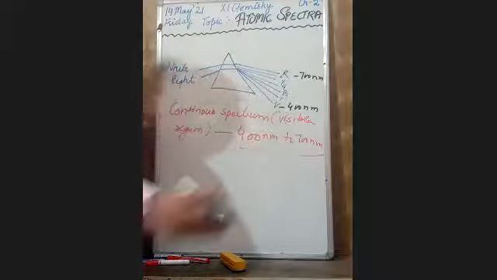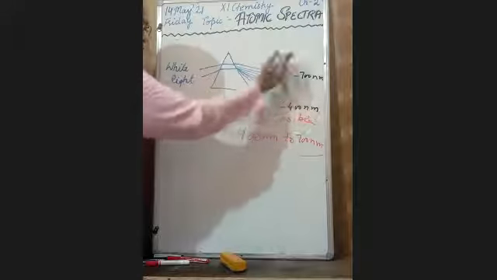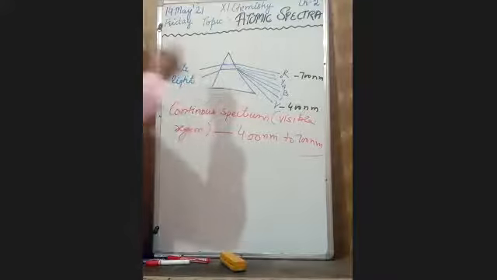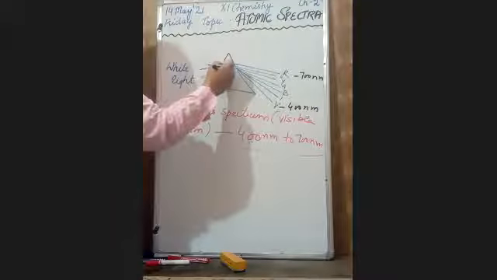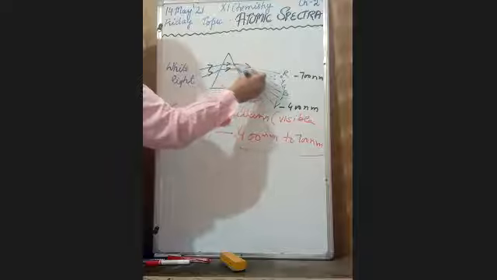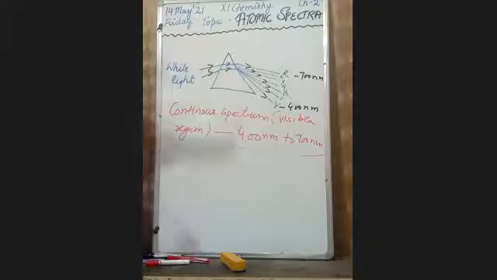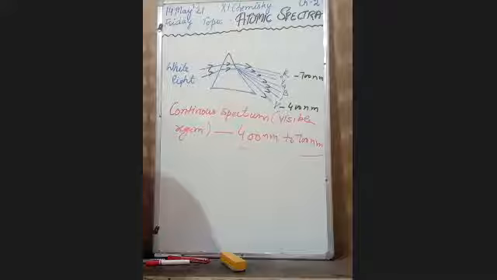And when you reverse back, when all these rays pass through the prism, they again form white light. Fine, when we reverse all these rays and pass them through the prism, they will be converted back into white light. So white light is a continuous spectrum of radiations with wavelengths from 400 nanometer to 700 nanometer.